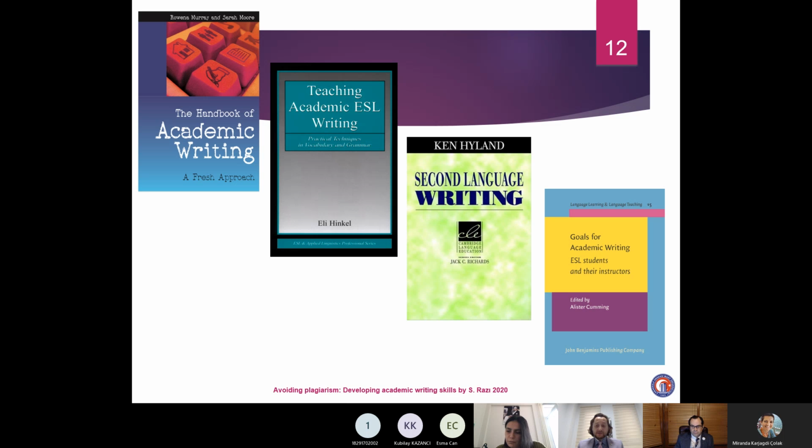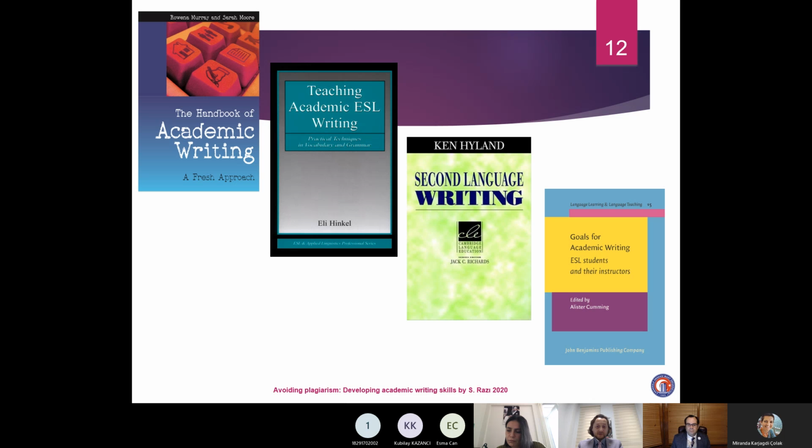And there are many good sources, especially available for international students, because the way of teaching international students might be different, considering language proficiency, considering the differences between L1 and L2, and also foreign language. These affect the methodology of teaching writing. Therefore, I strongly recommend these books to my students.